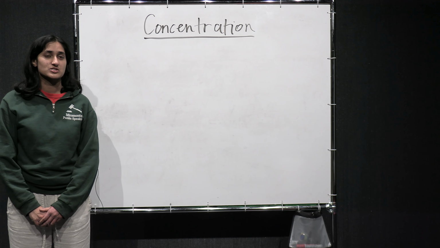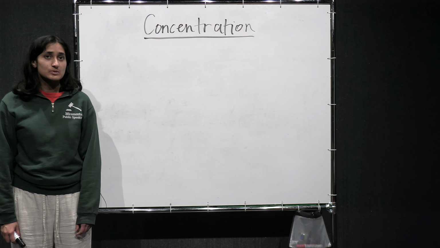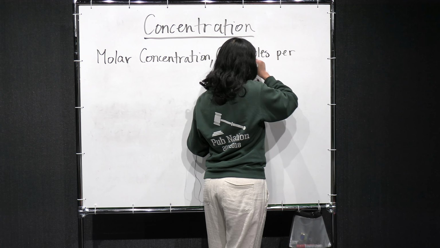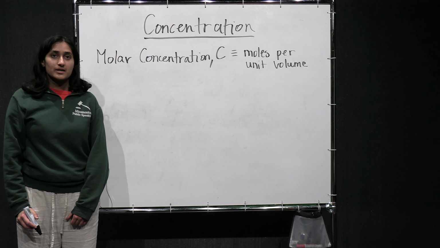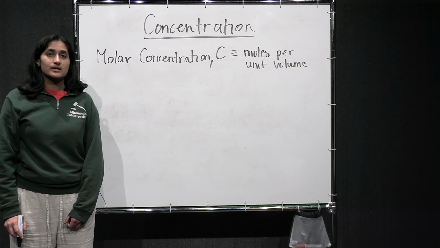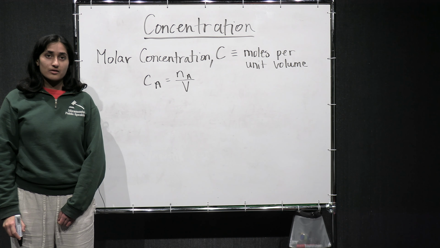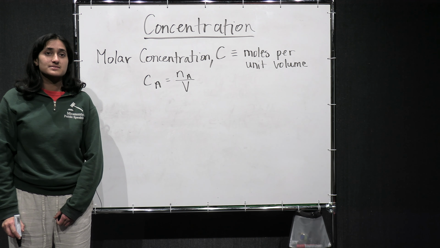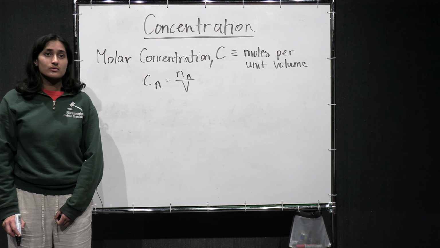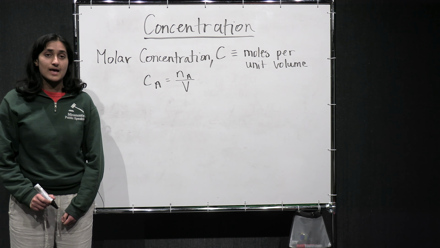The molar concentration, or simply concentration, is the number of moles per unit volume, so it has the same units as molar density. It is usually given the symbol C. For species A, C sub A equals N sub A over V. For an ideal gas, it can be calculated as C sub A, or N sub A over V, is equal to P sub A, or the partial pressure of A, divided by RT, the gas constant times the absolute temperature.